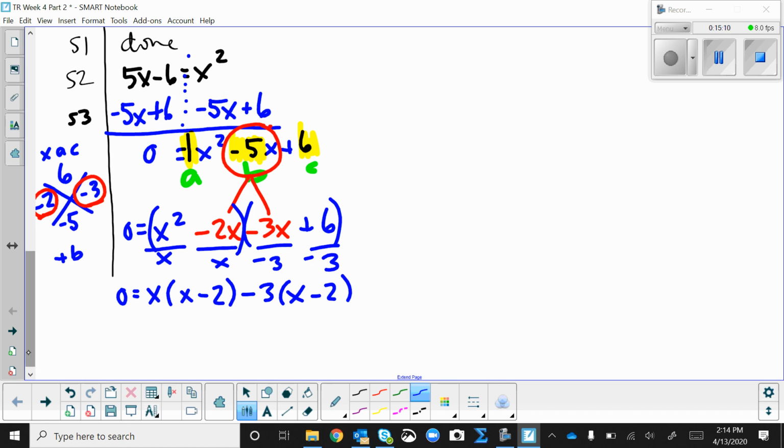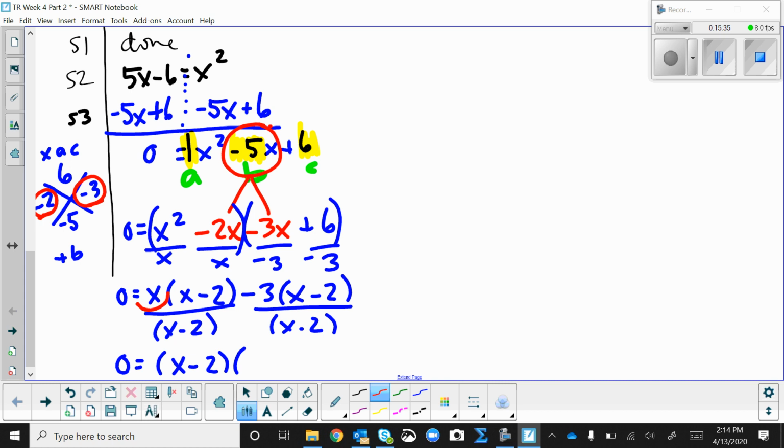And so now we look at these two groups together and we say, hey, what do they have that's the same now? And it's the x minus 2, right? So I will do GCF on these now, where I'm pulling out an x minus 2 from them, and what's left over? An x here, and a negative 3 here. And now this is your factored step.